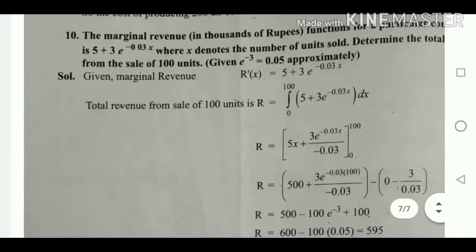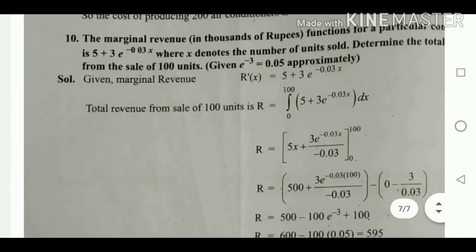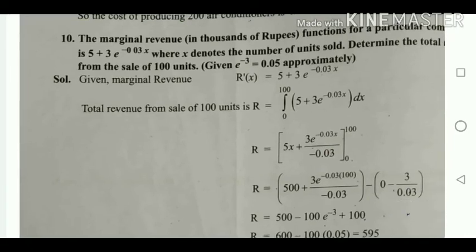The marginal revenue in 1000 rupees for a particular commodity is 5 plus 3 e power 0.03x, where x denotes the number of units sold. Determine the total revenue from the sale of 100 units. Listen here, don't revise this sum only, okay? Revise all the sums. I'm giving only a few sums, okay? So your question paper comes apart from this sum also, okay? So revise the portion fully in order to score full marks, okay?